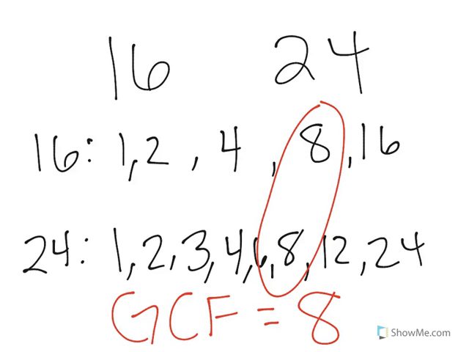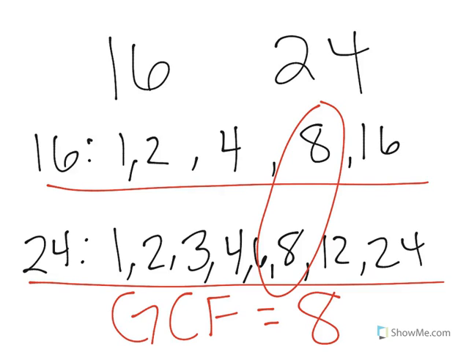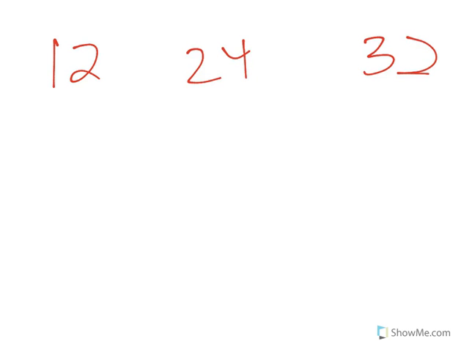The reason that takes a little while is because you have to write out all the factors, and then you figure out which is the biggest one that they both have. That's one way you can do it. Another way you can do it is find prime factorization. This works really pretty well when you have multiple numbers. So for example, if we wanted to find 12, 24, and 32, what is the greatest common factor between all those 3? So all we're going to do is list out the prime factorization of each of these numbers.